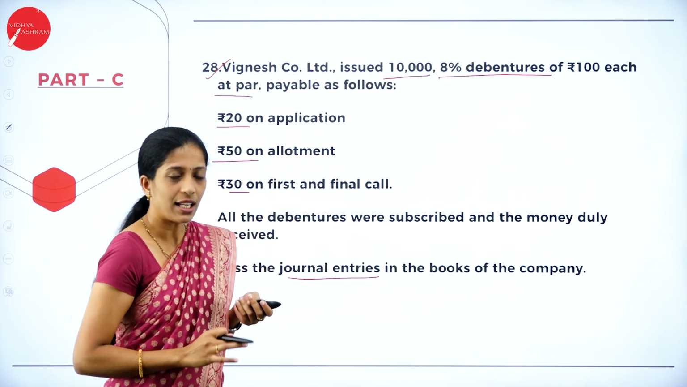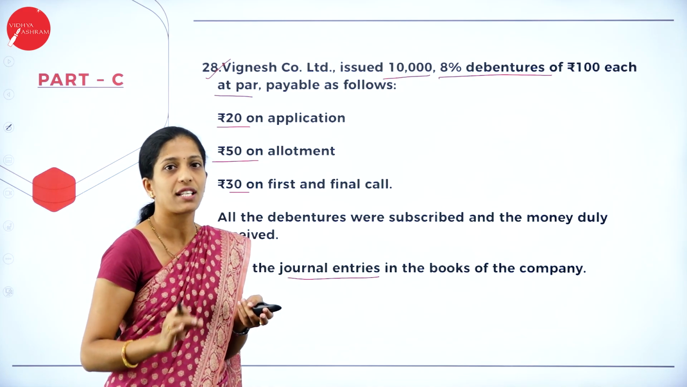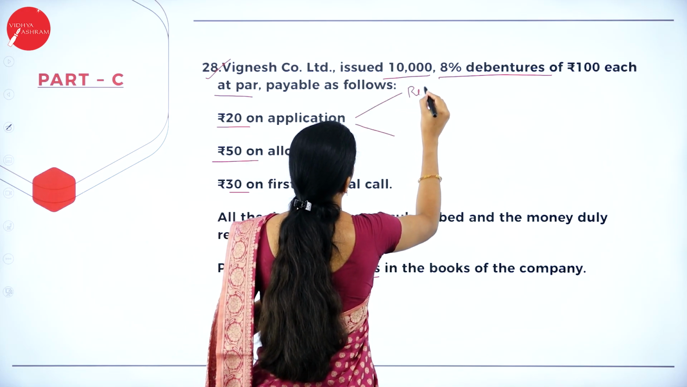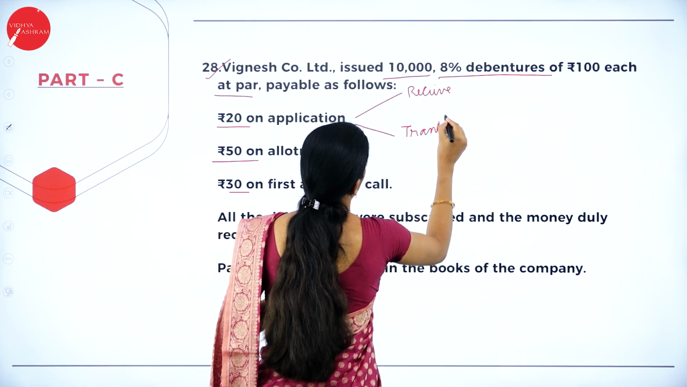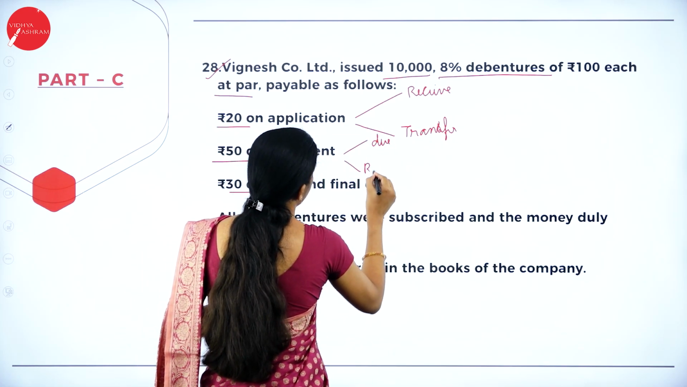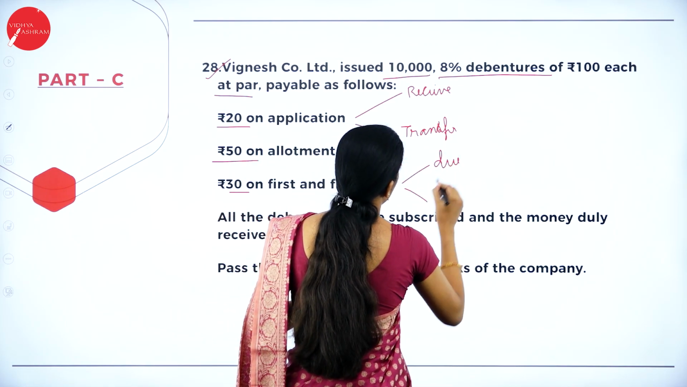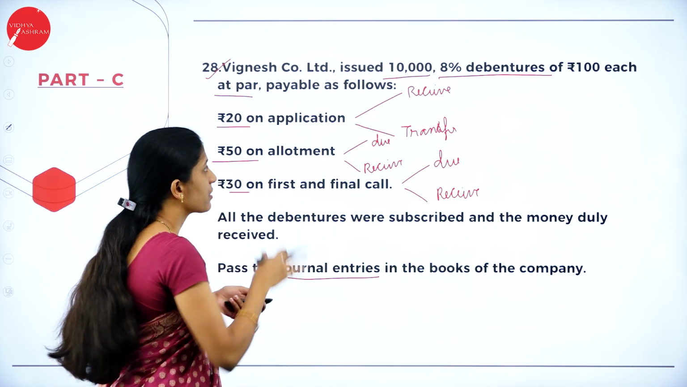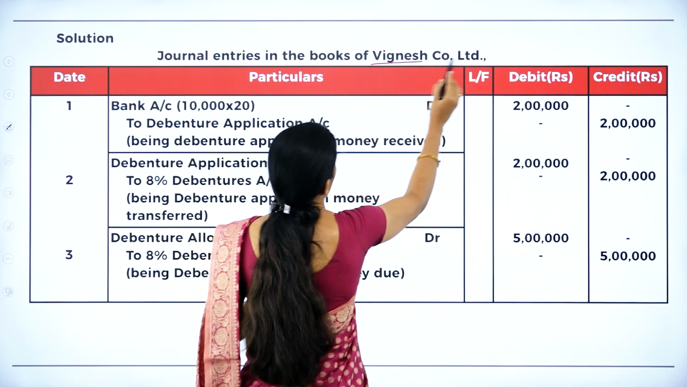So here we have to record journal entries. So we have 3 stages: application stage, allotment stage, first and final call. Application stage we have 2 entries. One is receive and the next one is transfer. Next, under allotment we have 2 entries: due, receive. First and final call, 2 entries: due and receive. So these are the entries. Now we shall directly go through the solution. So write the heading journal entries in the books of Vignesh Company Limited.